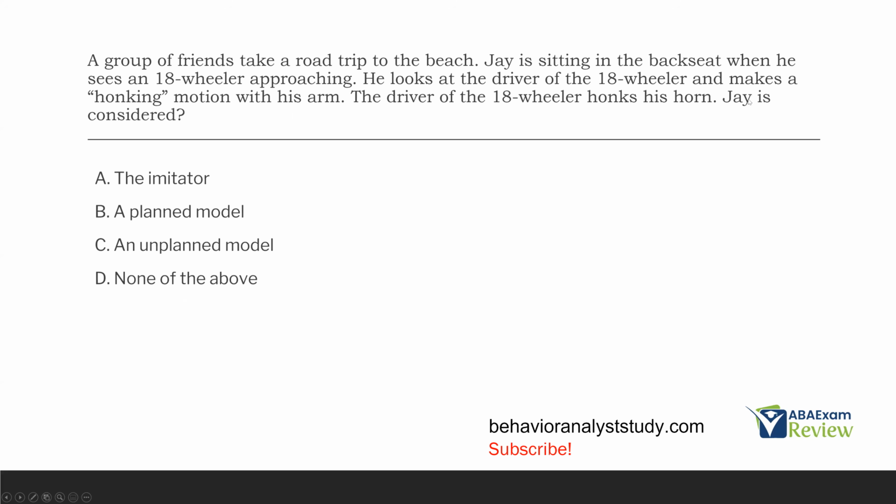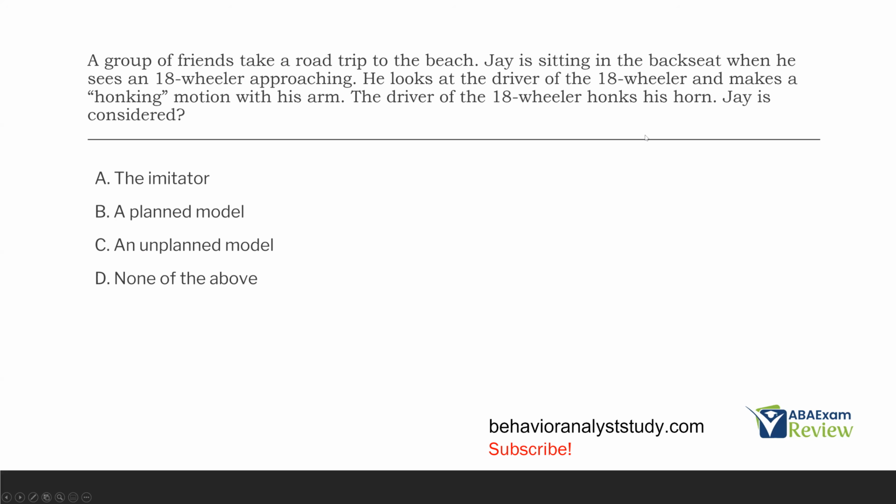In this case, we're looking at Jay. What is Jay considered? Well, Jay is in the back seat. He sees the 18-wheeler. He makes the honking motion with his arm. The driver honks his horn. So Jay is clearly the model. He's not A, the imitator. Question becomes, is he a planned model or an unplanned model? Well, the difference is a planned model is contrived, it's set up, and it's anticipated. An unplanned model occurs more in the natural environment. Think of unplanned as more naturalistic and planned as more discrete. Well, Jay planned this, right?